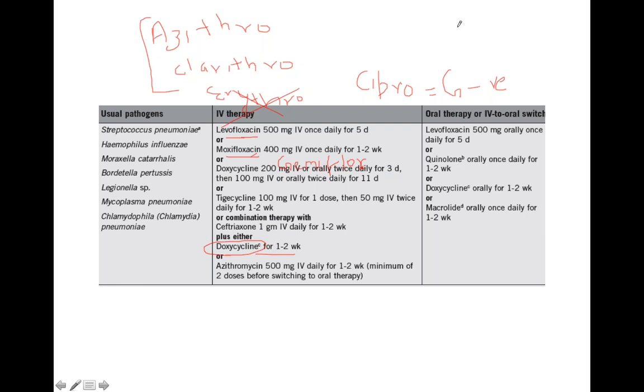Suppose the patient is more than 65. So we will admit the patient to the ward, take an X-ray, go for sputum culture and blood culture, and start giving the patient antibiotics. Suppose we give a combination of ceftriaxone plus azithromycin. This is the combination we are using.